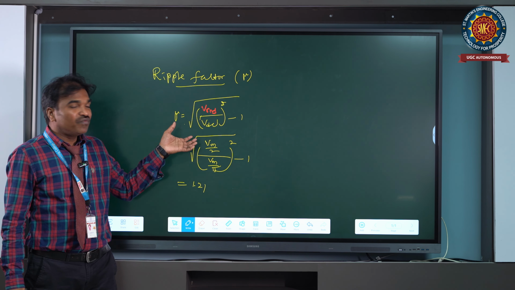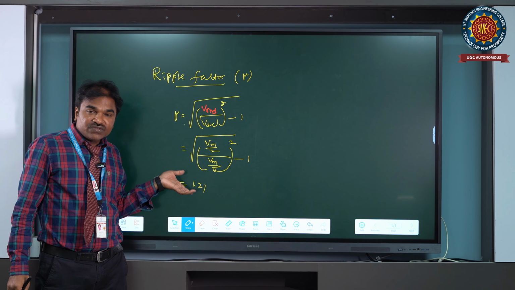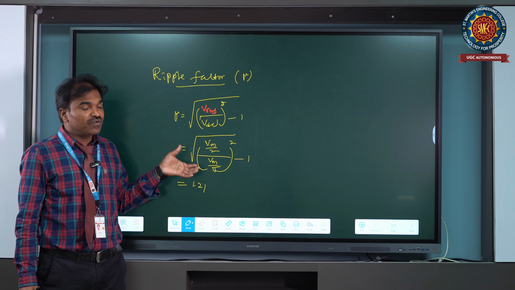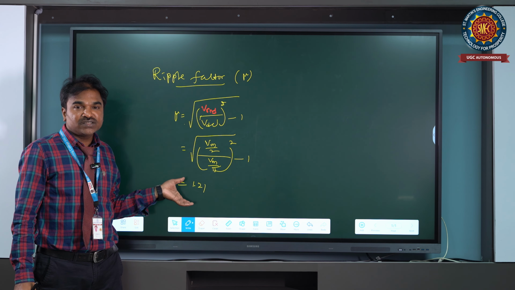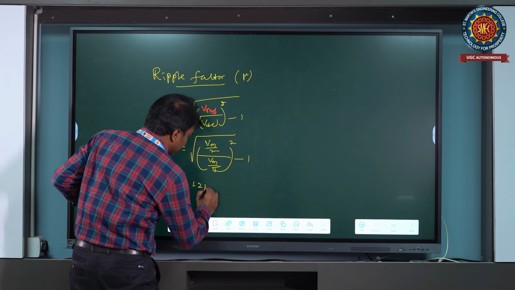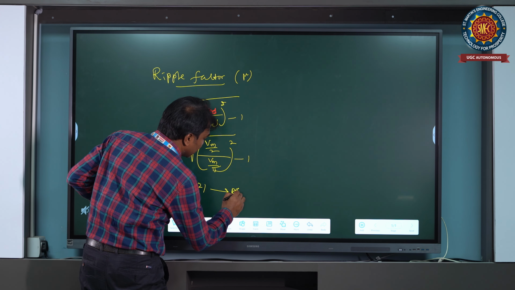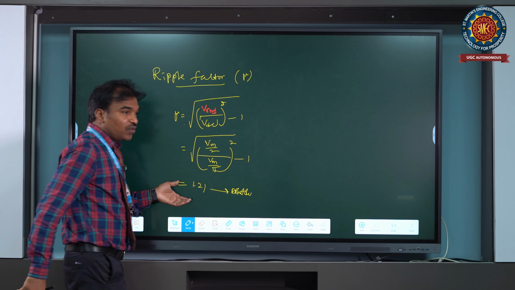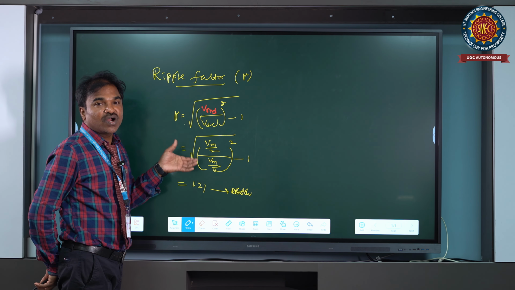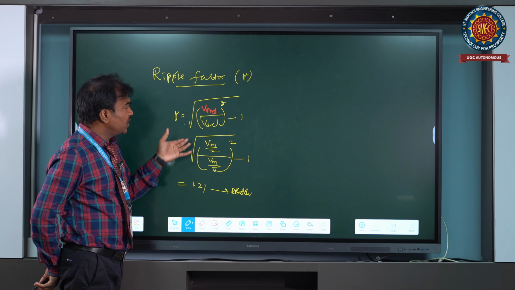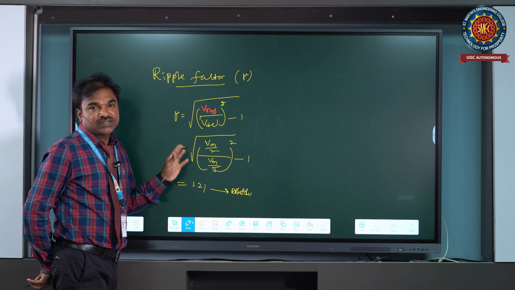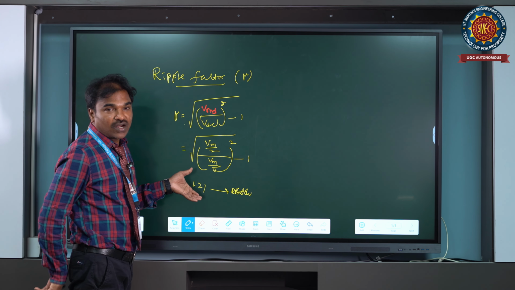Converting this value into percentage, it means 121%. 121% of the ripple contents are there, so this is also the biggest disadvantage in the half wave rectifier. Efficiency is less and the ripple factor is more, so this is not suitable for practical application.